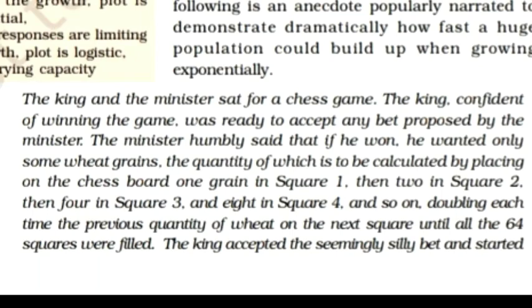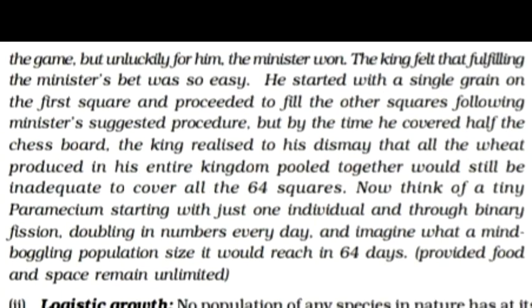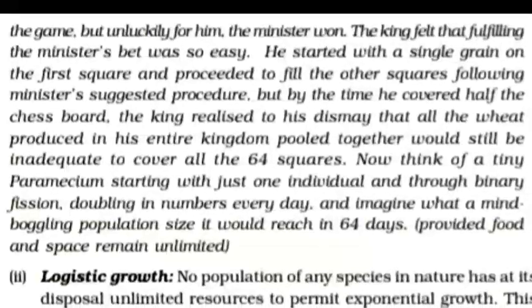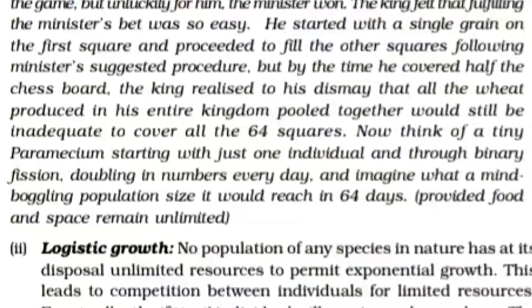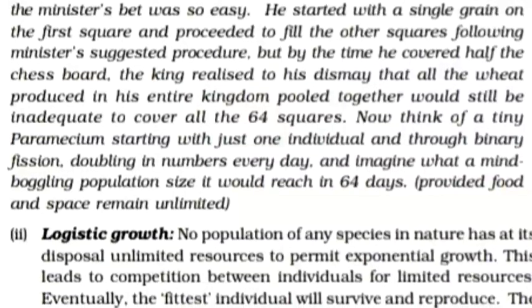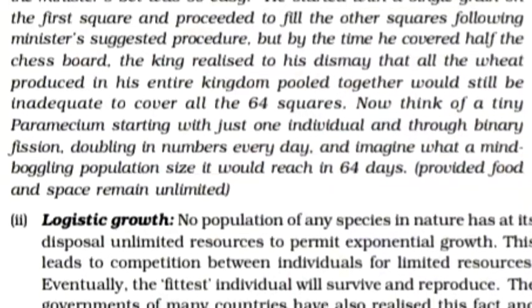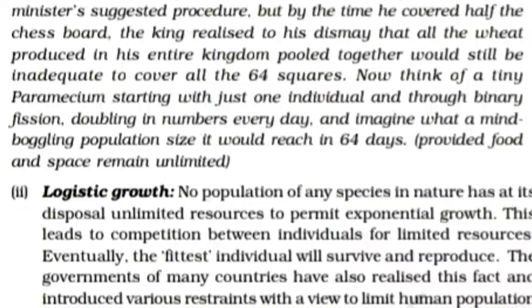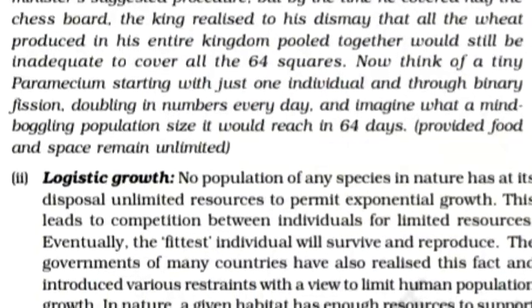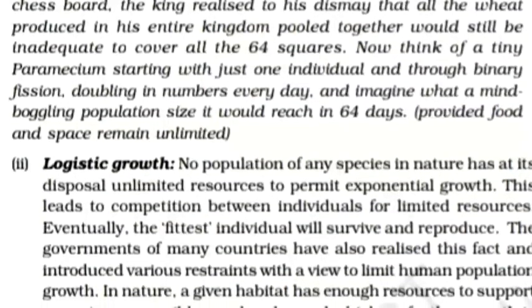and so on, doubling each time the previous quantity of wheat on the next square until all the 64 squares were filled. The king accepted the seemingly silly bet and started the game, but unluckily for him, the minister won. The king felt that fulfilling the minister's bet was so easy. He started with a single grain on the first square and proceeded to fill the other squares following the minister's suggested procedure, but by the time he covered half of the chessboard, the king realized to his dismay that all the wheat produced in his entire kingdom pooled together would still be inadequate to cover all the 64 squares.